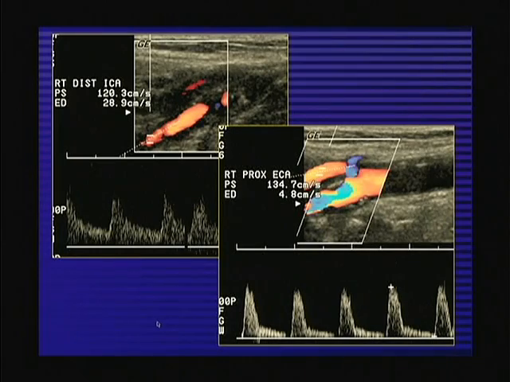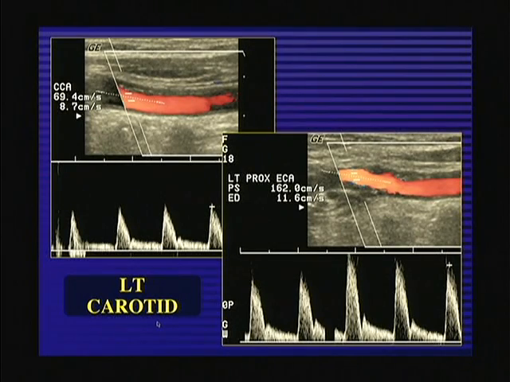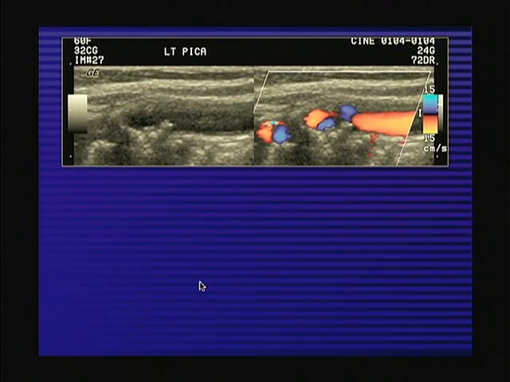Let's look at the left side. The left side starts out with a velocity of 69. And you might wonder if the resistance is a little bit increased. The external carotid has a velocity of 162. Now watch what happens as we move into the internal.